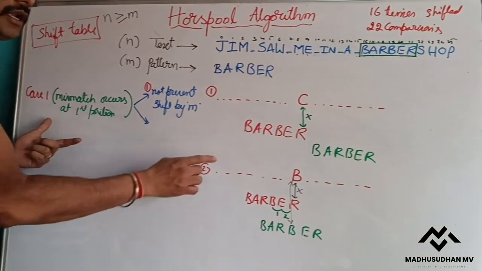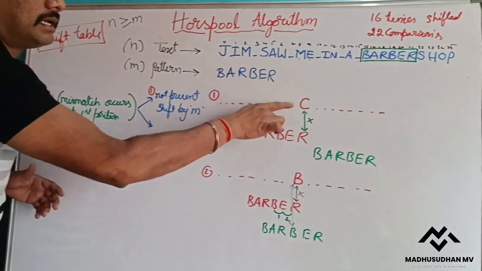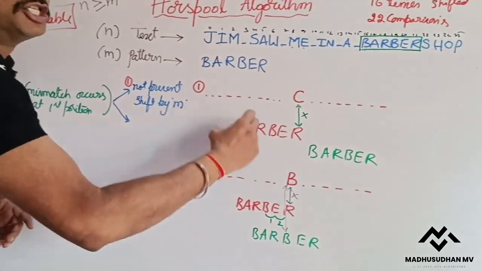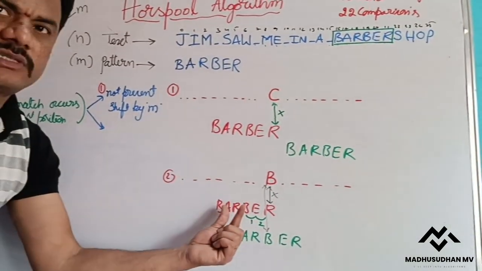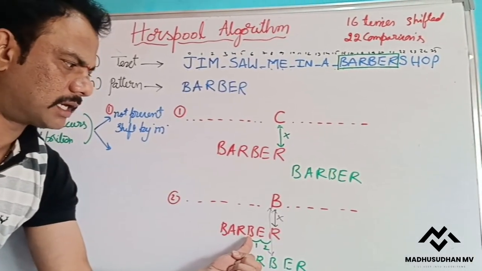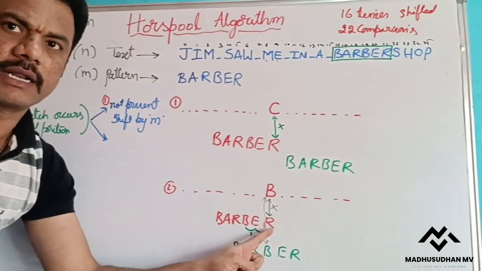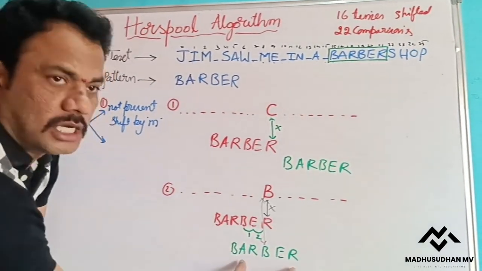So that means here also, in both the cases, the mismatch occurred at the first position itself. But here, if the mismatch character is not present in the remaining characters of the pattern, shift by pattern length. If it is present, you check at what distance it is from the last character of the pattern. So now this mismatch character, that is B, is at a distance 2 from the last character of the pattern. So shift the pattern towards its right by 2 positions. So this is 1, 2. So 2 positions is shifted.